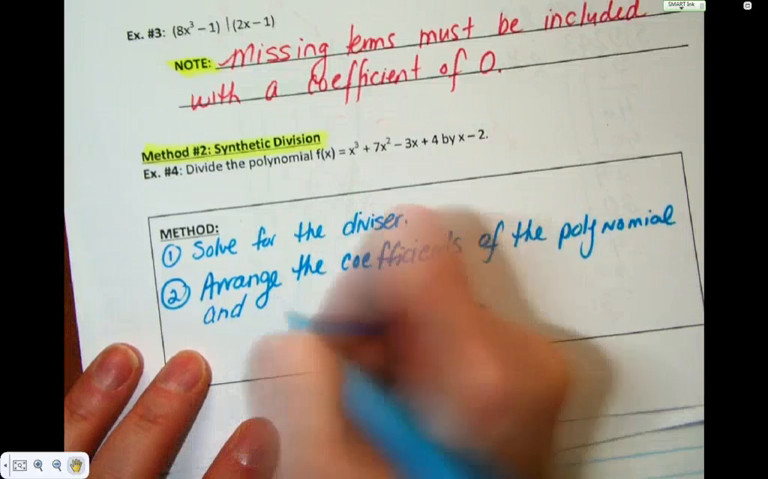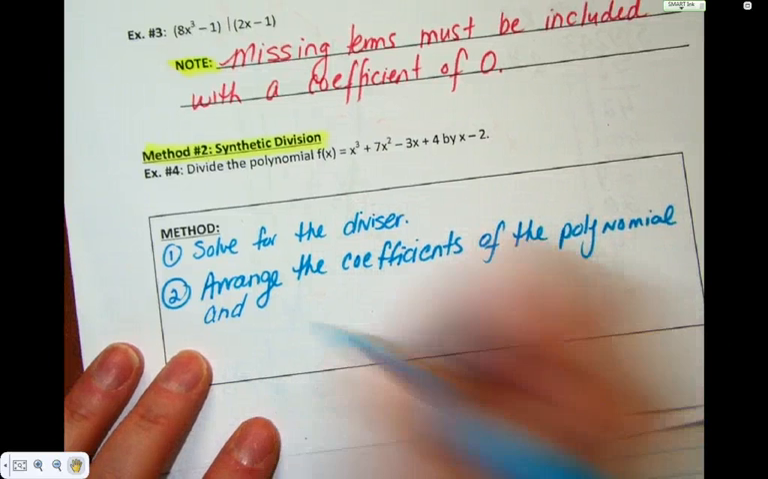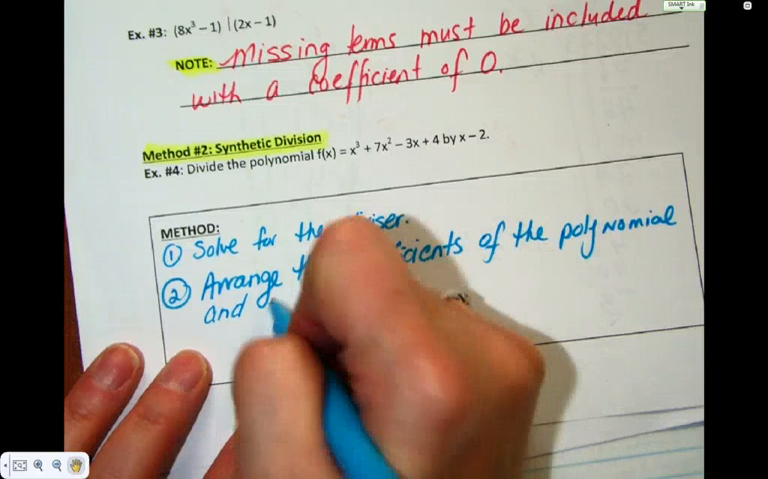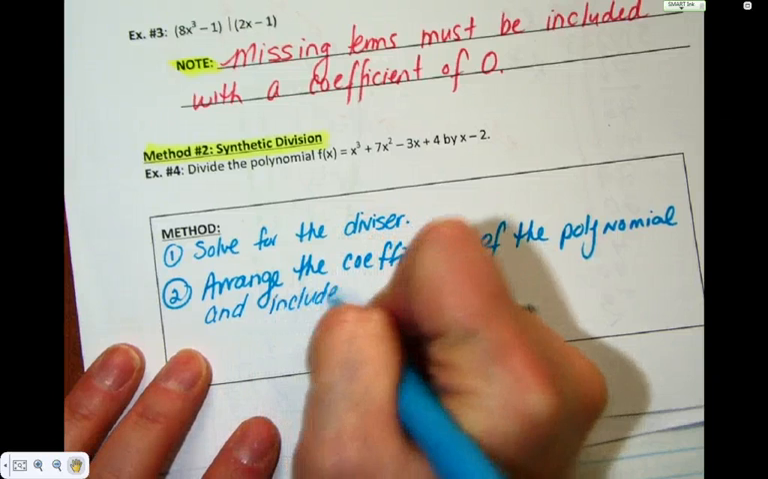I want to put something about missing terms. So we make sure we have our zeros. Ooh, include any missing terms. I like that.